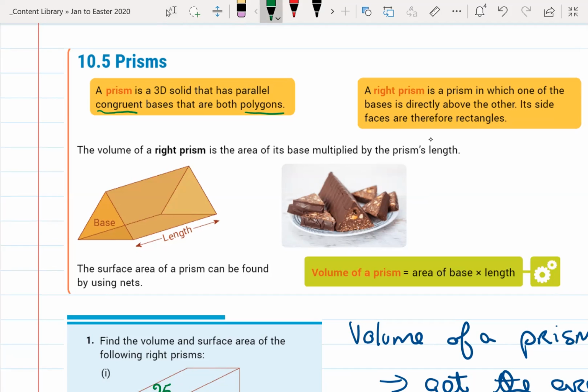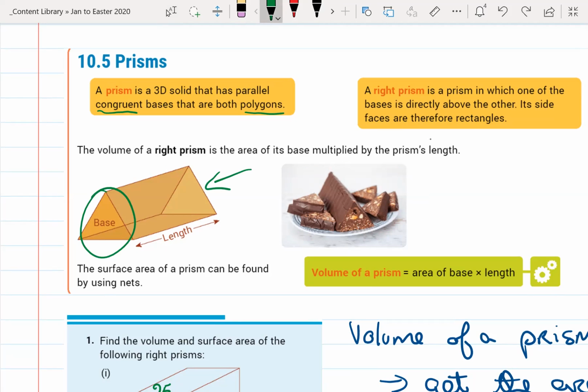Now they call this the base. I call that the front face. And the other end of it is exactly the same. It's congruent. That's what congruent means. There's a picture there of the Toblerone bar. Just think of the box that it comes in. That is a triangular prism.